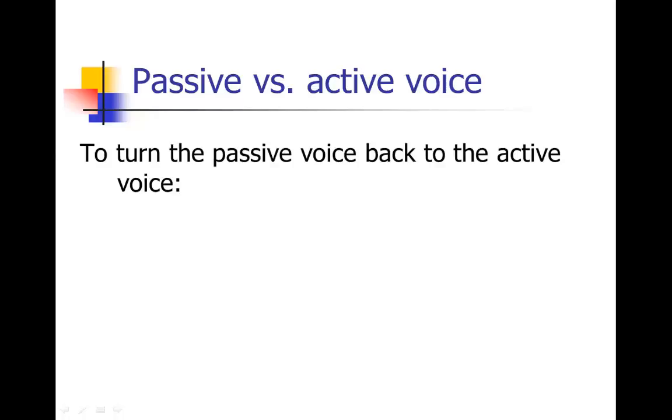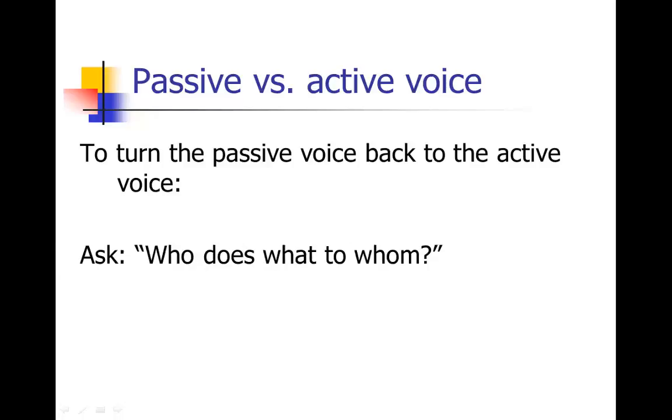So how do you turn the passive voice back to the active voice? First of all, you have to recognize when a sentence is in the passive voice. That's the first step. Then to turn it back to the active voice, you have to ask yourself the question, who does what to whom? Who is the subject of that sentence? Who's the object? And you want to then invert that sentence back to subject-verb-object. In some cases, there won't be a subject. Some of the editing exercises we're going to do, there won't be a subject, so you might have to guess that the subject is we or the authors of the paper.